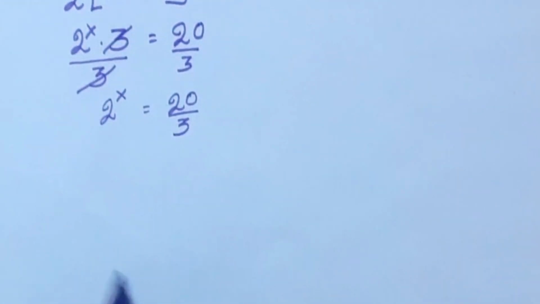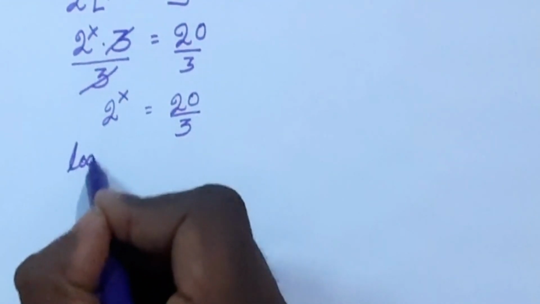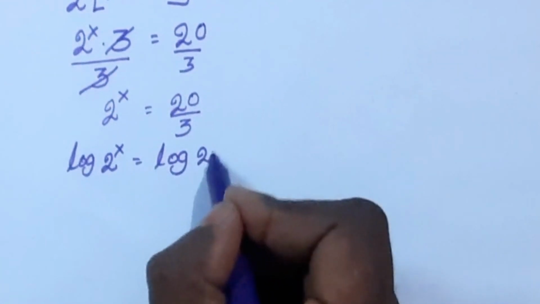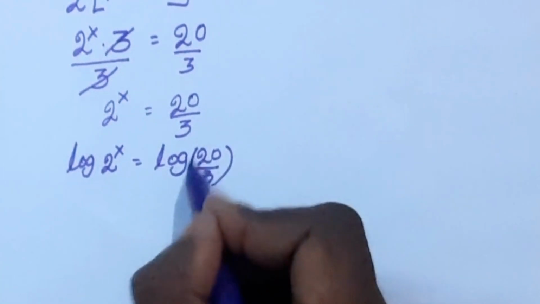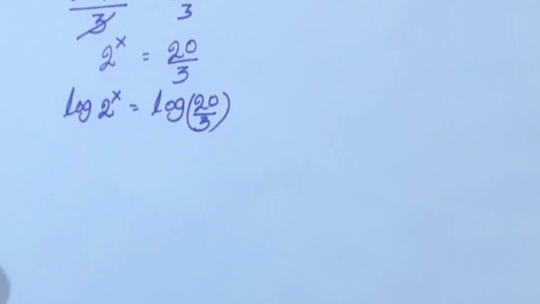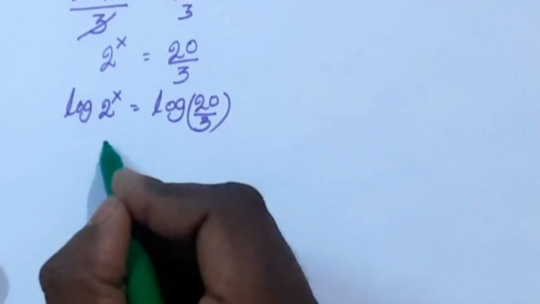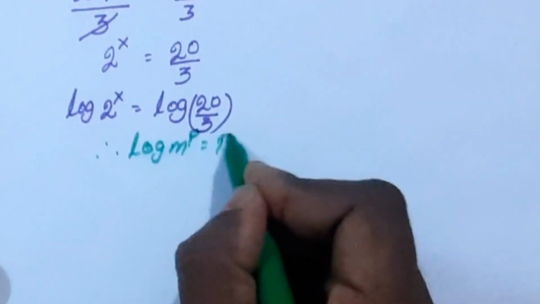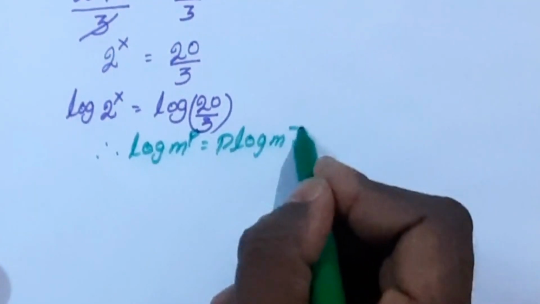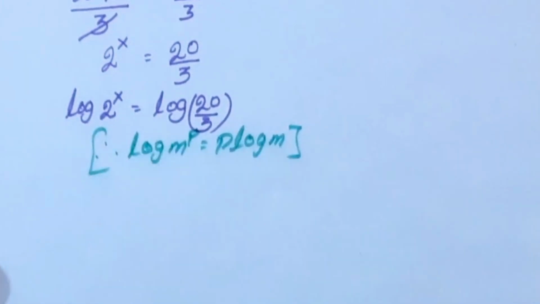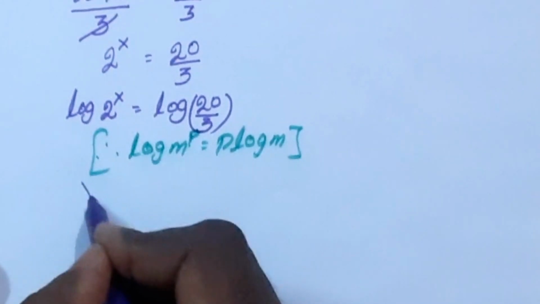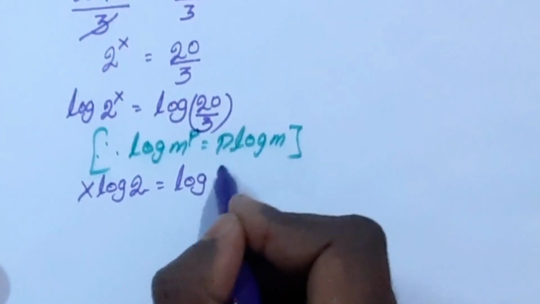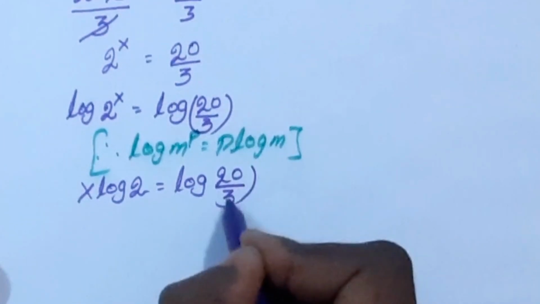Now we are going to take a log on both sides. Log 2 power x equal to log 20 by 3. Now we are going to apply the log power formula, that is log m power p equal to p log m. This formula we are going to apply here. So we'll get x log 2 equal to log 20 by 3.